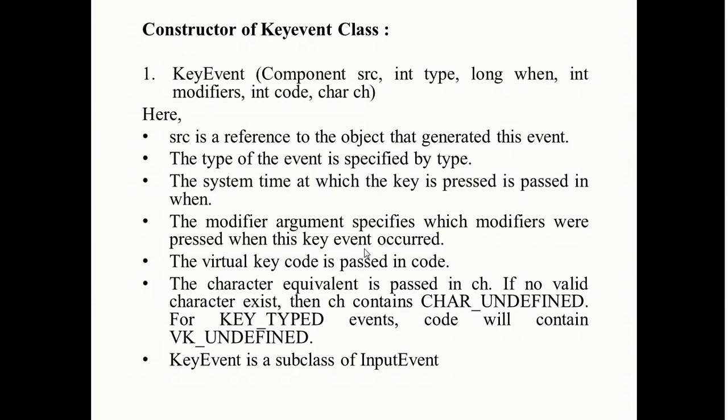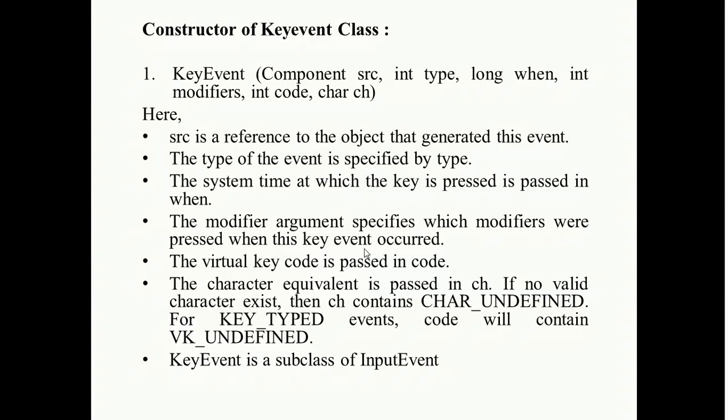Second parameter is int type. It is nothing but the type of the event, specified by the type. Third parameter is long when. The system time at which the key is pressed is passed in when. Means it is nothing but the time at which the key is pressed, and that time is passed into the parameter when. Fourth parameter is int modifier. The modifier argument specifies which modifiers were pressed when this key event occurred.